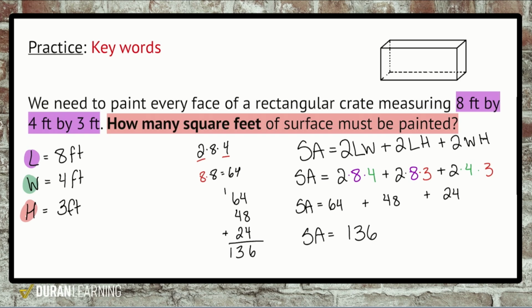Yeah, square feet. Right here. Square feet. And we know that each of the dimensions was given to us as feet. So we're good. We have 136 feet squared, or you can just say square feet. Either way is correct, but there it is, my party people. There's our final answer, 136 square feet.